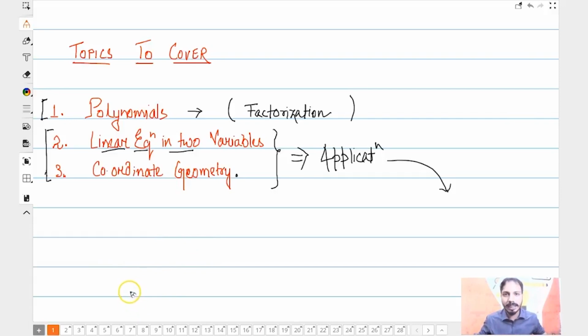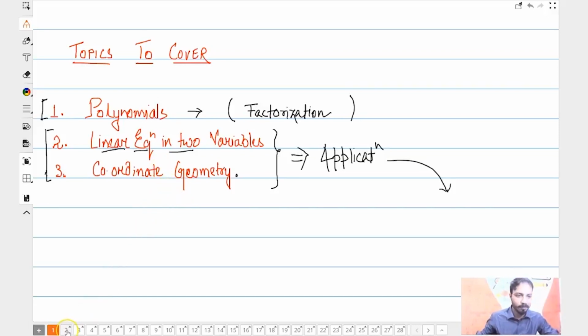For example, say parabola, right? So hope you know that. Even if you don't know, that's fine. So basically we will start. So let's start with polynomials, and slowly after we complete polynomials, then I will take up these two topics. And I am sure that you are going to enjoy this session, right?